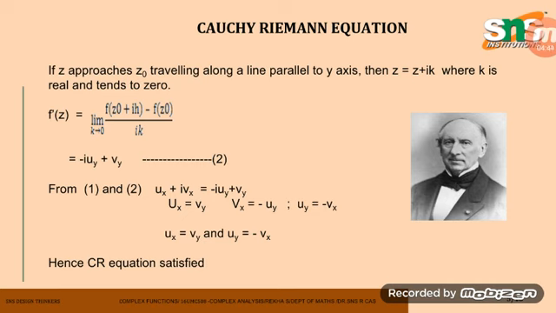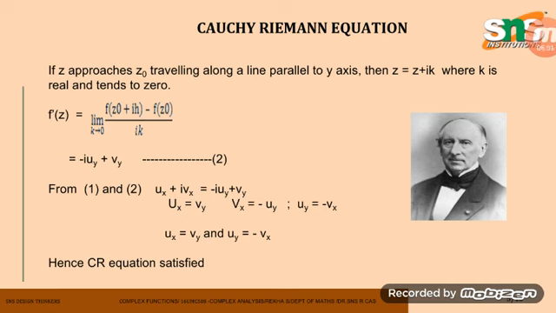Now take equations 1 and 2. Equation 1 is ux plus i vx. Equation 2 is minus i uy plus vy. You can compare the real parts. What is the real part? ux equals vy. What is the imaginary part?